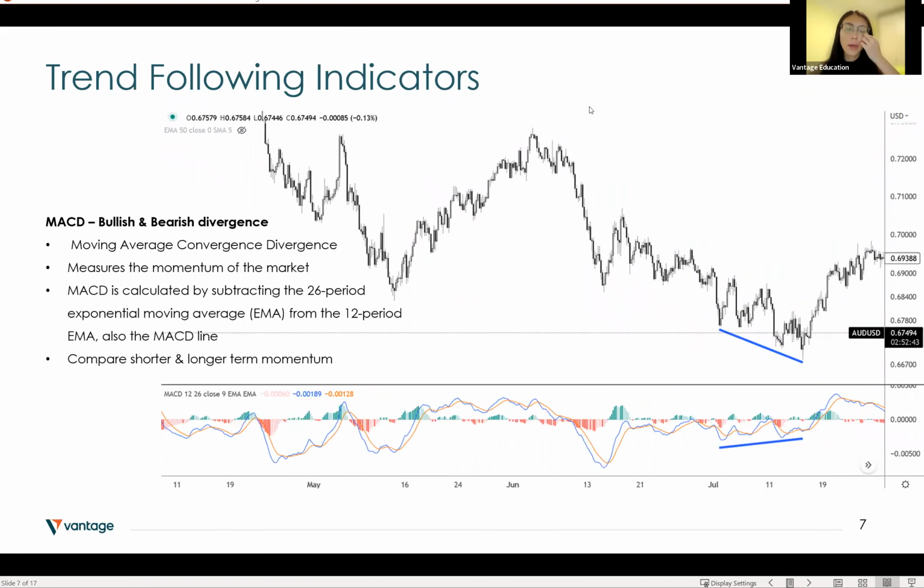Okay, so the next one that we have is on MACD, right? MACD is short for moving average convergence divergence. In this case, it measures the momentum of the market. The calculation for this is basically taking the difference between the 26-day period EMA, so subtracting the 26-day period from the 12-day period.